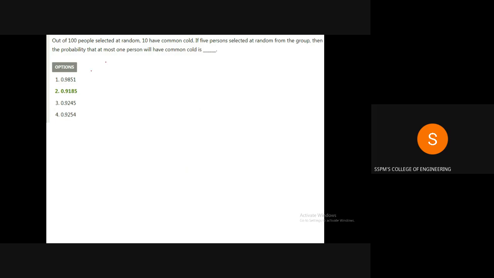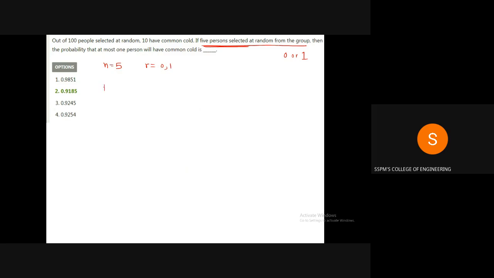Okay. So now what is n? 5 are selected at random from the group, so n is equal to 5. And what is r? We have to find the probability that at most one person will have a common cold. At most one means either 0 or 1. So r is equal to 0, or r should be 1, not more than that.